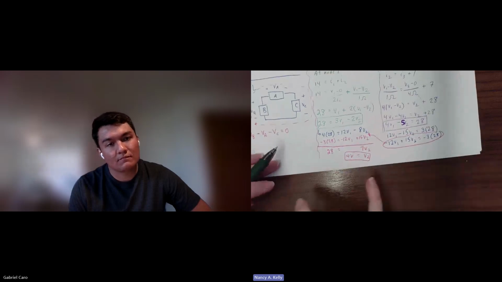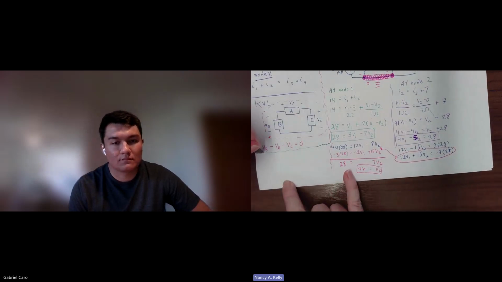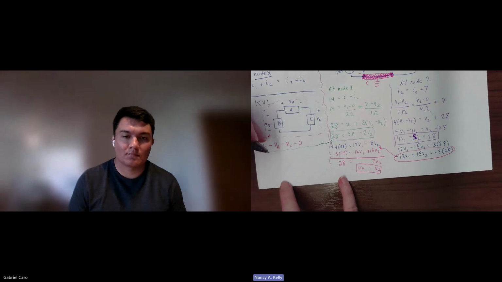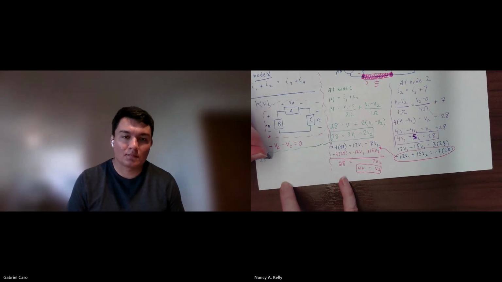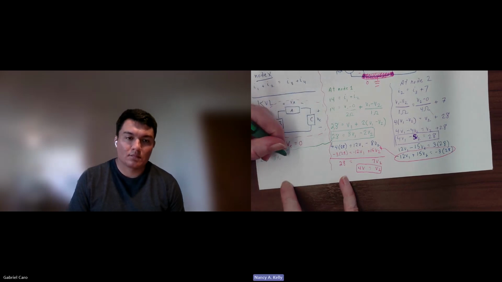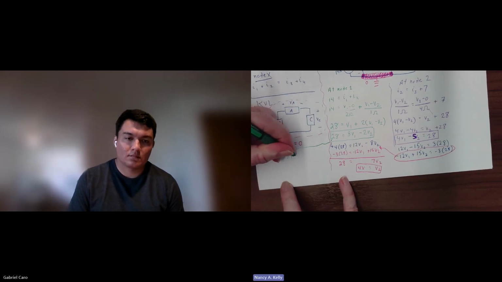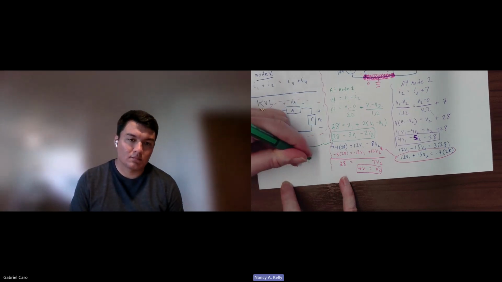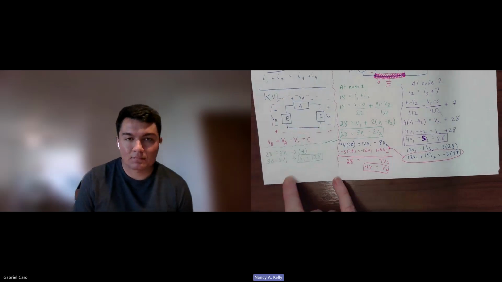And then V1, I'm going to come down here because I've got a little bit of space down here and finish it up. Let me take this green equation and sub in the 4 for V2. So 28 equals 3 times V1 minus 2 times V2, which is 4. So 36 equals 3 V1. V1 is equal to 12 volts. So those are the voltages.